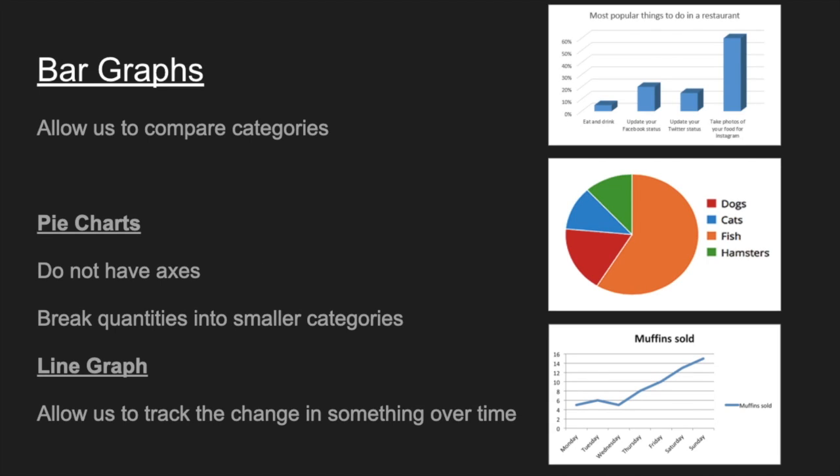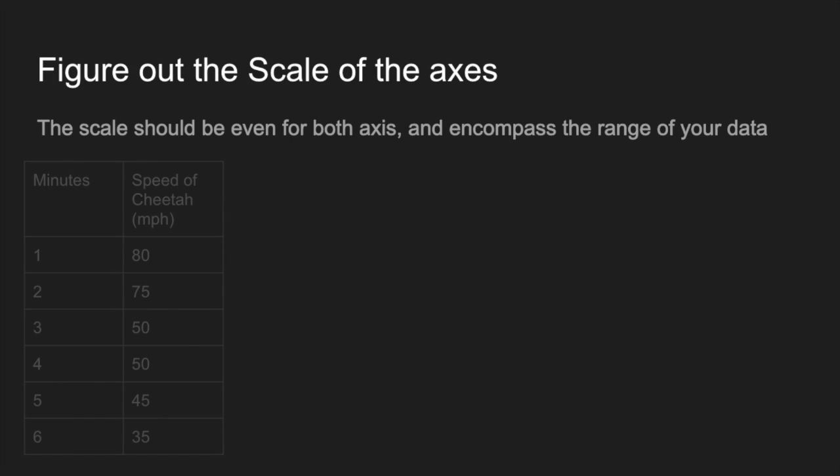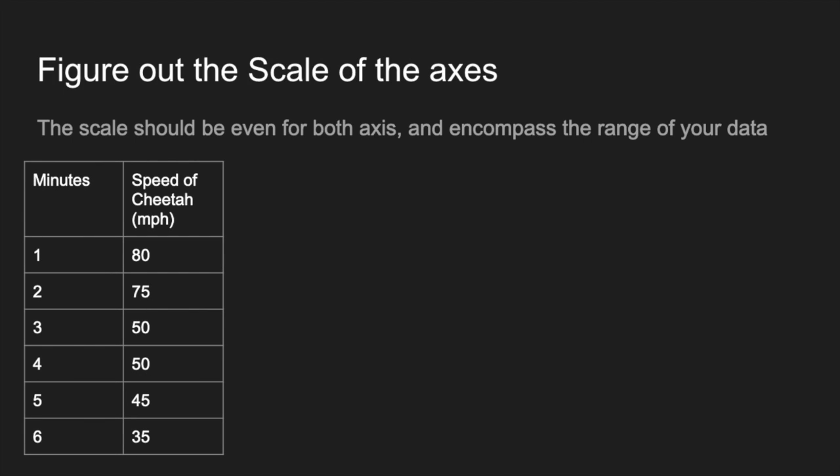Another option is bar graphs. They just allow us to compare categories. You have pie charts. These actually don't have axes. It's just going to be breaking into smaller categories. And then a line graph, another pretty common one used in science, allows us to just track the change of something over time. So how do you figure out the scale of the axes? The scale should be even for both of them.